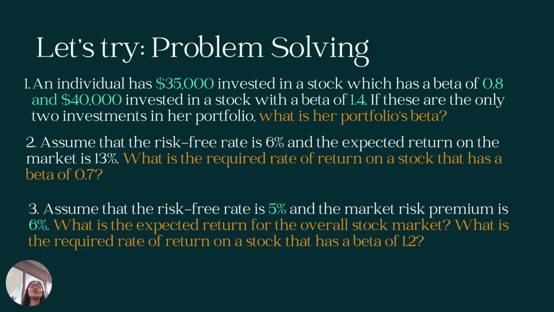The second one, assume that the risk-free rate is 6% and the expected return on the market is 13%. What is the required rate of return on a stock that has a beta of 0.7? The last one is, assume that the risk-free rate is 5% and the market risk premium is 6%. What is the expected return for the overall stock market? What is the required rate of return on a stock that has a beta of 1.2?